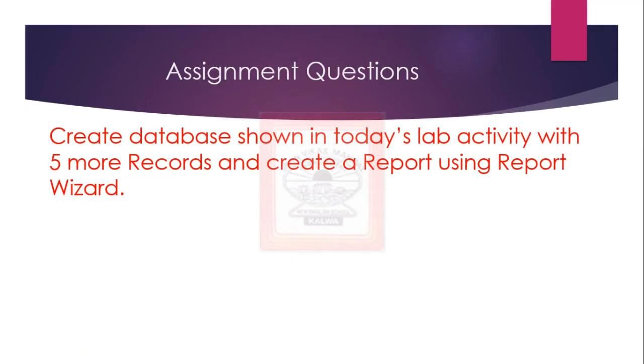In the assignment, whatever database I gave today, you make that same database and enter 5 more records in that. I did 5, you make 5, the total will be 10 records, and then create the report using the report wizard and try all the things which I showed you today. You can make the groupings, and you can take very selected fields, that also you can choose. So all the different ways I showed, you can practice with the help of the report wizard.